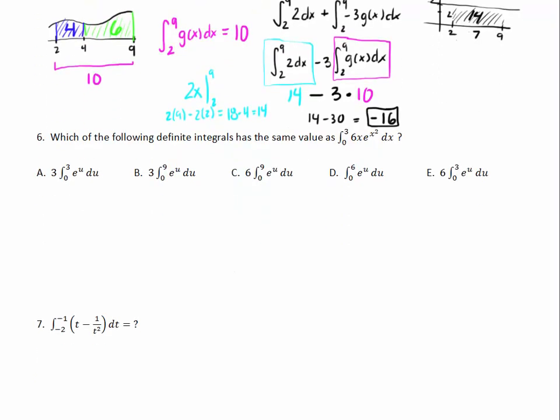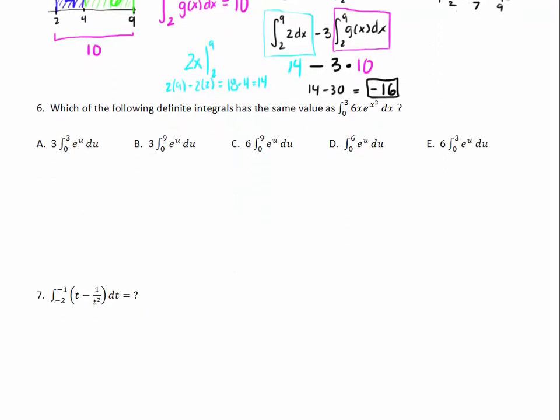All right, question number 6. Which of the following definite integrals has the same value as the integral from 0 to 3 of 6x e to the x squared? All right, well, let's look at all of our answers. You'll notice all these answers still have integral signs, but now instead of having x's, they have u's. So it looks like all that we're trying to do here is set up the proper u substitution for this problem. So let's do this.